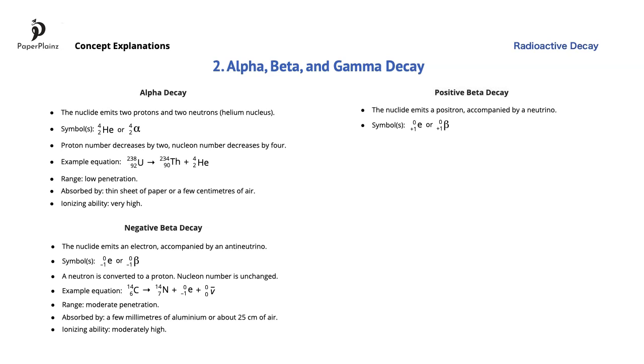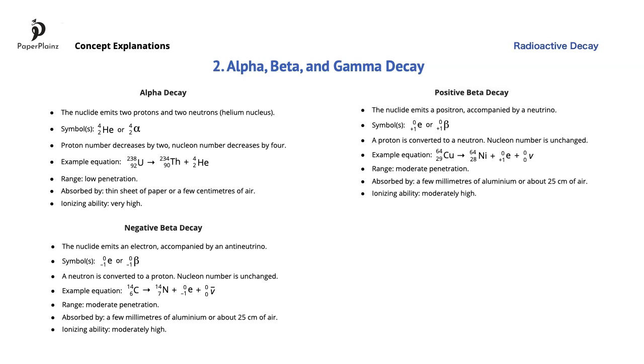During positive beta decay, a proton is converted to a neutron. Nucleon number is unchanged. Here is an example equation for positive beta decay. The last symbol in the equation represents the neutrino. The range, the absorption, and the ionizing ability of positive beta decay are the same as for negative beta decay.